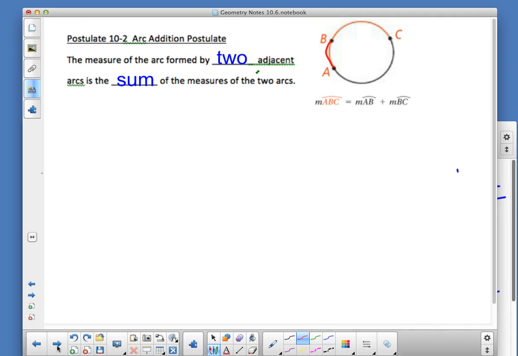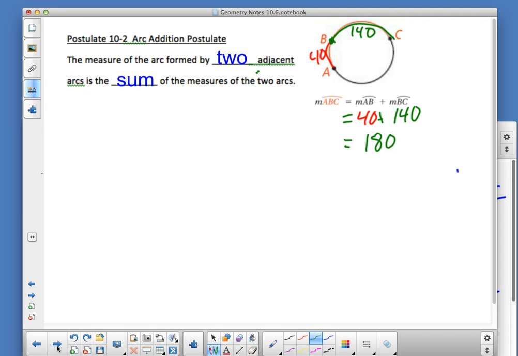Matter of fact, let's put in an example. If I knew that AB was 40 and say BC is 140, I would just add together the measure of arc BC, 140. Now keep in mind, they have a point in common there. Are you okay that I came up with 180? That's all I'm doing. I'm just adding stuff. And the arc measure is based on the measure of the central angle. Does that make sense? We're good?